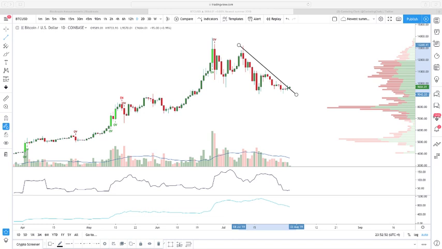The indicator on the right of the screen, this right here, is a volume profile visible range.